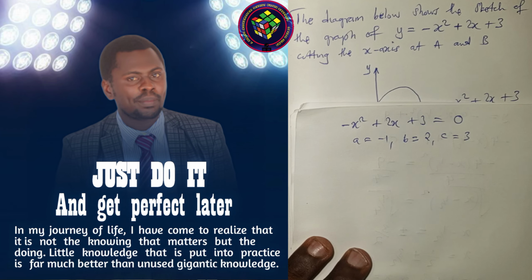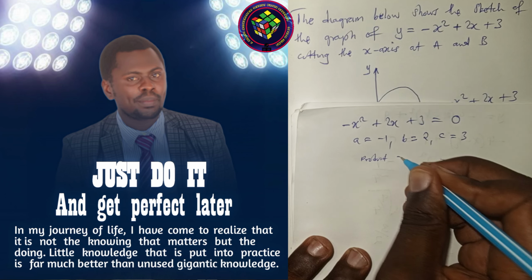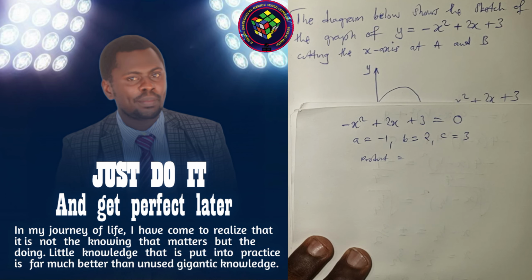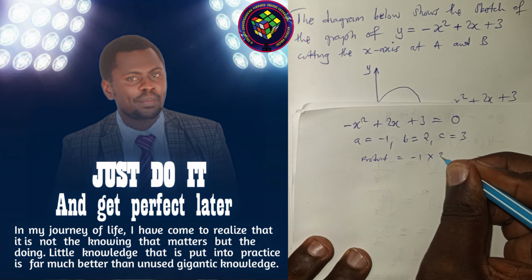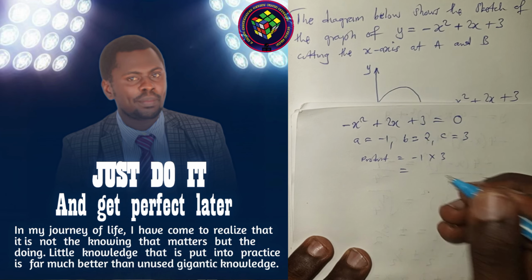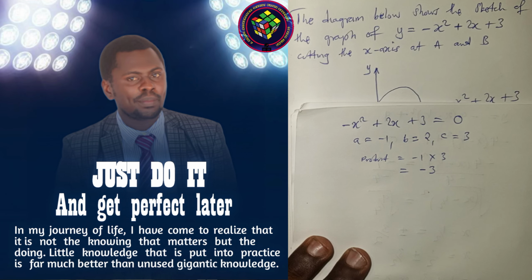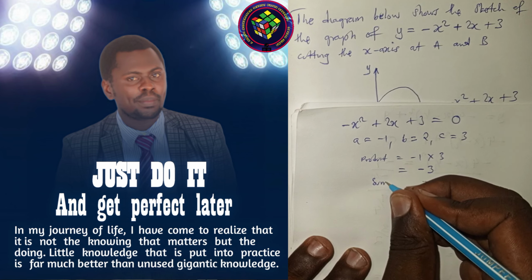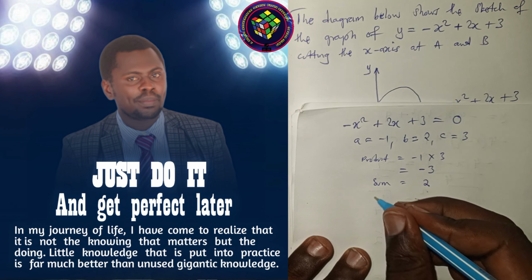Okay, so always when you are factorizing quadratic equations, first you get a product. So product is just a multiplied by c. So it's negative 1 multiplied by 3. And negative 1 multiplied by 3, that is negative 3. Then you get sum is b, and b is 2.